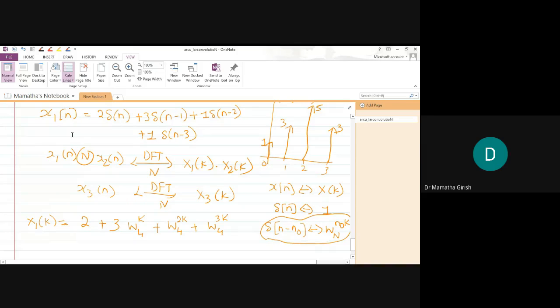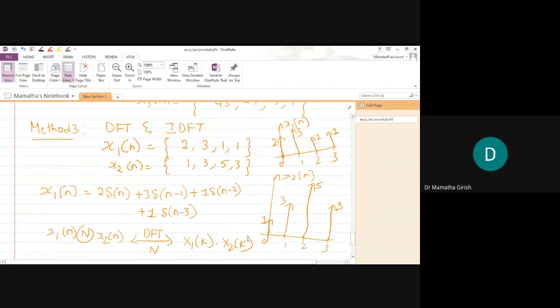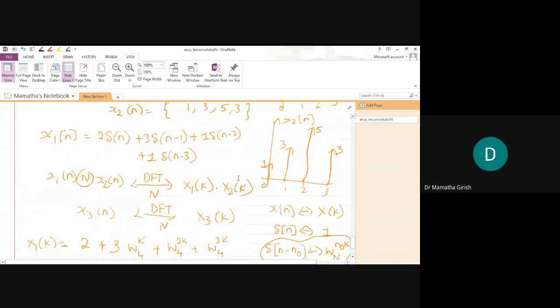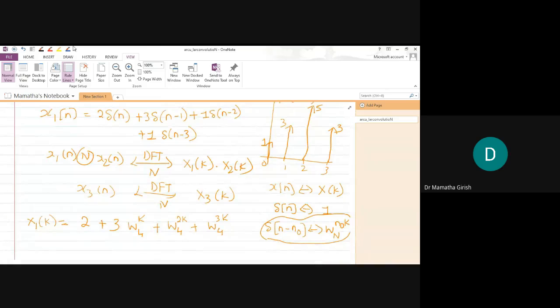Any doubt over here? Any doubt, anyone? No, ma'am. Now we can do it for x2 of n. What was the x2 of n sequence? 1, 3, 5, 3. We'll first write the sequence x2 of n. What's the first weight? 1, right? 1 times delta of n.